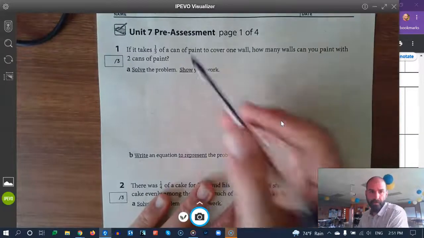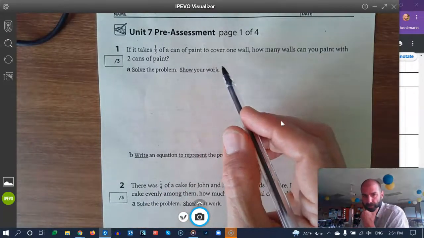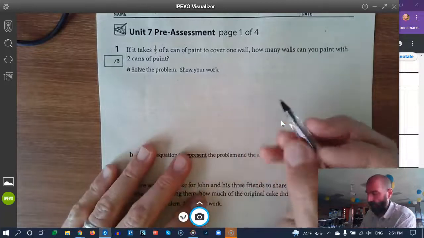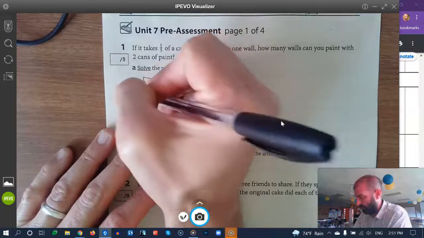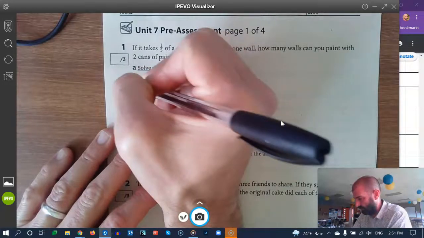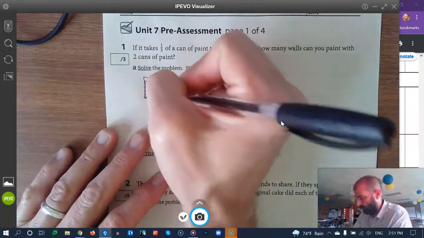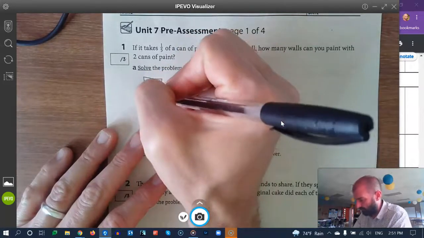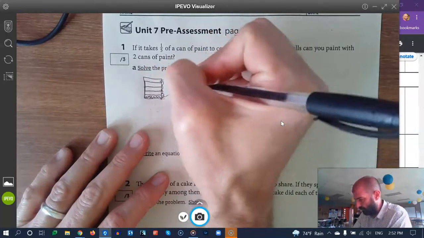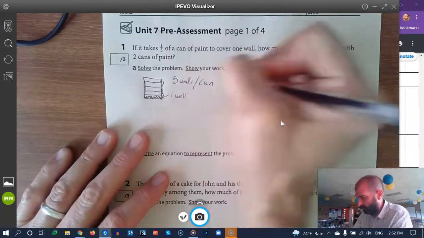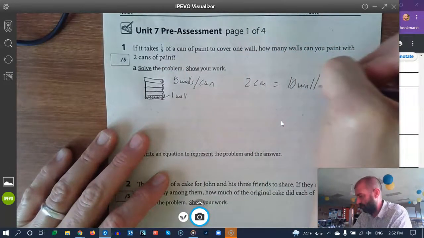All right, so let's see. It says if it takes 1/5 of a can of paint to cover one wall, how many walls can you paint with 2 cans of paint? Solve the problem, show your work. So I have 1 can of paint, and it just takes 1/5 to paint one wall. So that means 1, 2, 3, 4, 5 walls per can. 2 cans equals 10 walls.